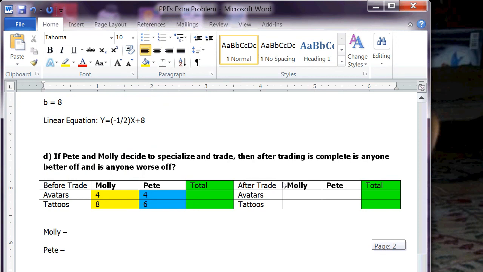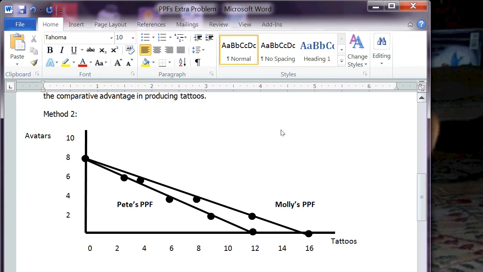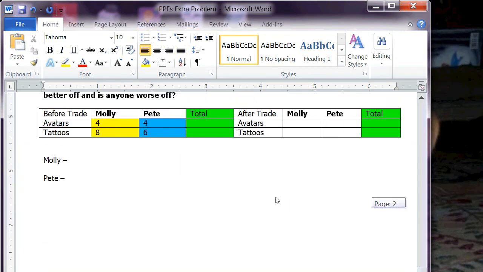And then our final portion asks us, if Pete and Molly were to specialize in trade, then after trading's complete, is anyone better off and is anyone worse off? So I've again just randomly chosen 2 points for Molly and Pete. So let's assume that Molly and Pete, using their separate PPFs before they specialize in trade, I just picked the point, what was 4, 6, and 4, 8, so it's 4 avatars.